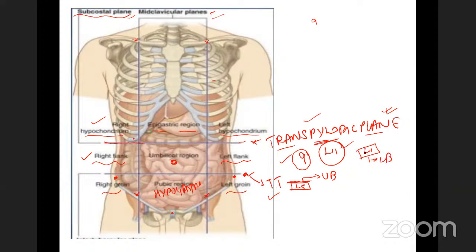It passes at the lower border of L1. And the next one is the transtubercular, which passes at the upper border of L5. These are some of the MCQ questions.